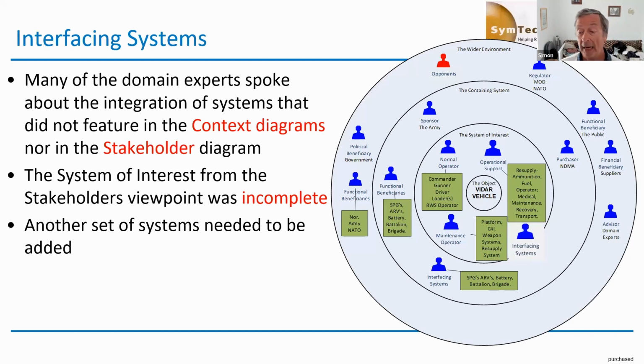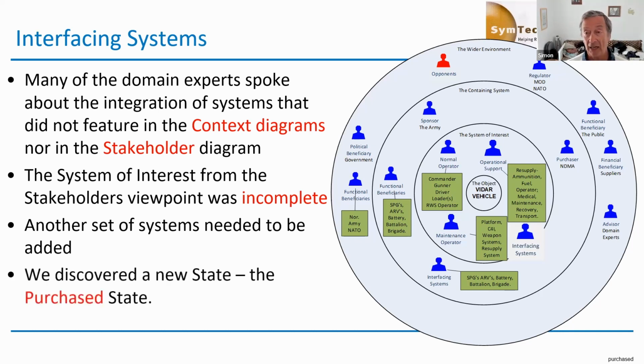And we had to go back, and this is typical iteration where you do some work and it gives you light on, it exposes what you've done previously to a different light, and you see something new. Typical with this plan, do, check, act loop. So interfacing systems. We discovered actually we'd missed a new state, which is the purchased state.